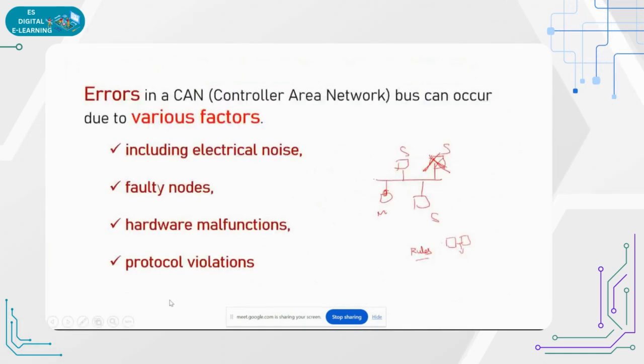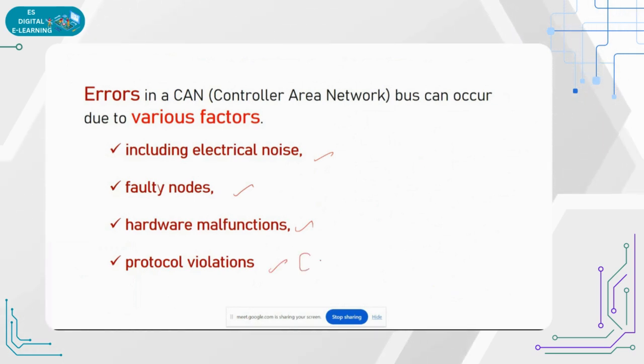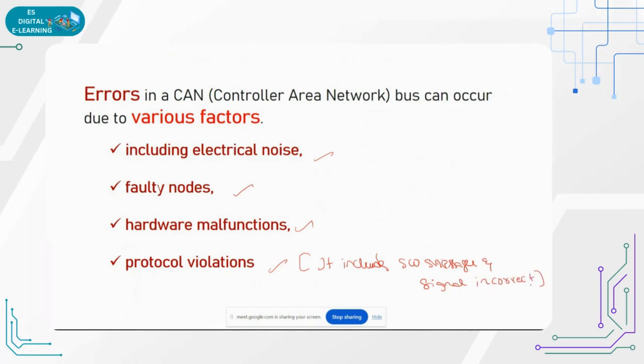Okay, so now you can write the notes. So errors in the CAN bus can occur due to various factors, including electrical noise, fault nodes, hardware malfunction, and protocol violation. So protocol violation includes the software messages and signals being incorrect. You can make it like this.